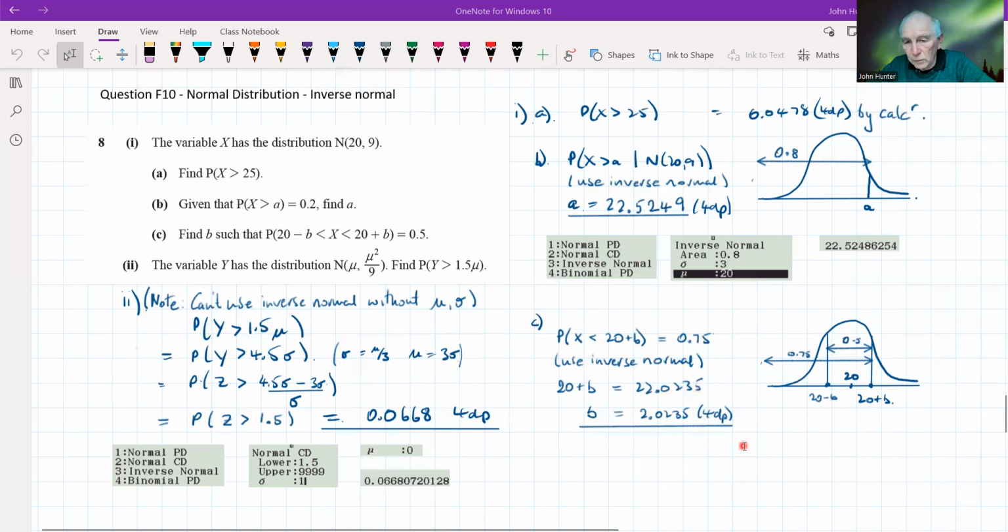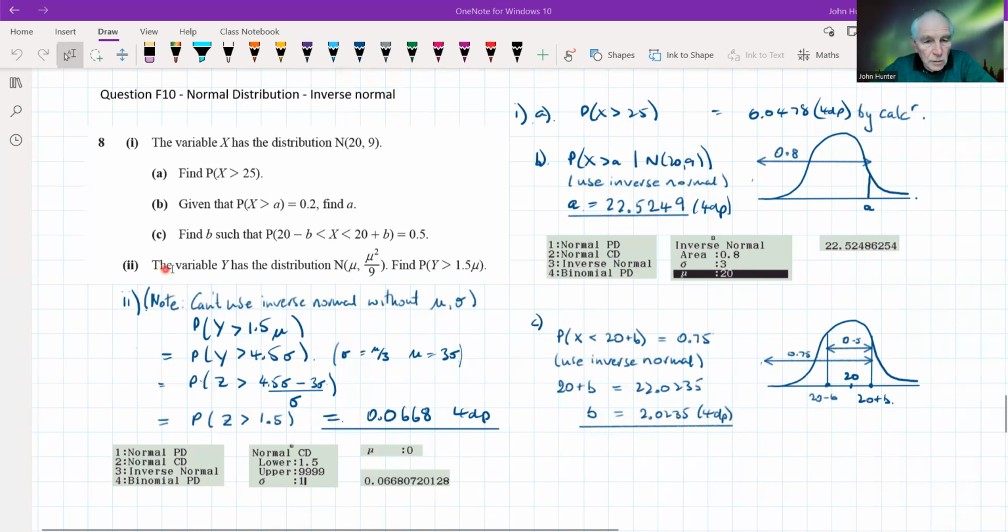20 plus b is 22.0235. I haven't put the screens or used the calculator on this, so you can try this out for yourself if you want a bit of practice, basically. So b is going to be the difference between 20 and this figure of 22.0235. There we go. Right, so that's good.